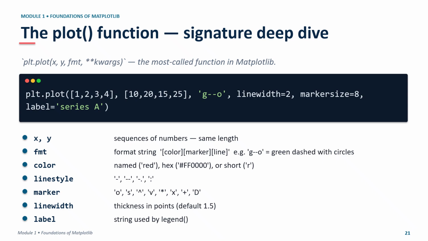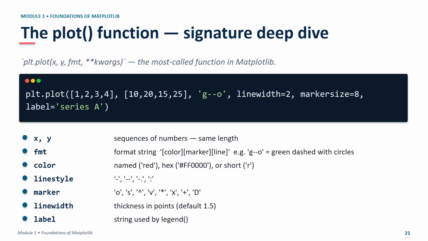The line width, the thickness of the line, is by default 1.5, and you can change the thickness of the line. You can set the label, you can give the marker size. For transparency, you can use alpha. Transparency from 0, if it is 0, it is invisible. If it is 1, then it is fully opaque. So it is useful for overlapping data.